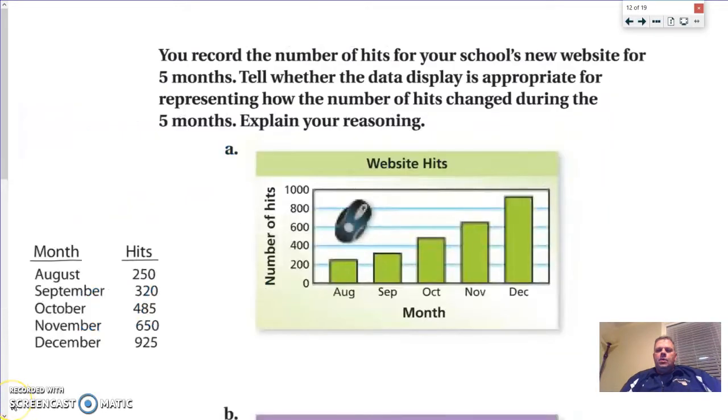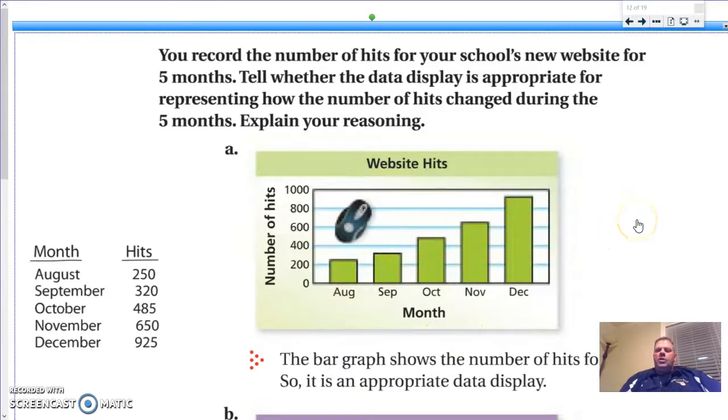Our next example is you record the number of hits for your school's new website for 5 months. Tell whether the data display is appropriate for representing how the number of hits changed during 5 months. As you can see, in August we had about 250, 320 in September. October went up, and up. So I believe this first example, the bar graph does show the number of hits for each month, so it is an appropriate display.